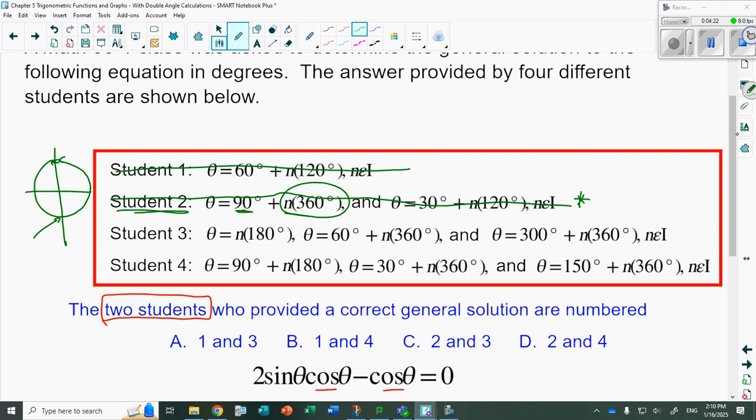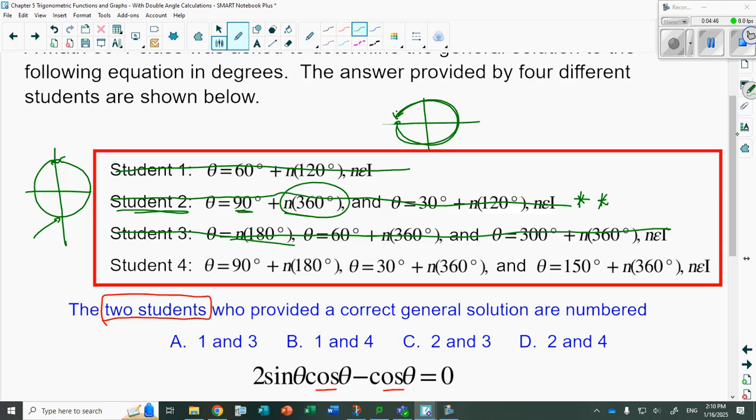Look at student number 3. It says n times 180. Well, no, because what does n times 180 mean? 180 means starting here, and n times 180 means you're just going to get to this point over and over again. So I'm going to go no on student 3 for sure. But I'm still wondering about this guy first. This one's bothering me. Okay, well, anyways, let's go back to student number 4.